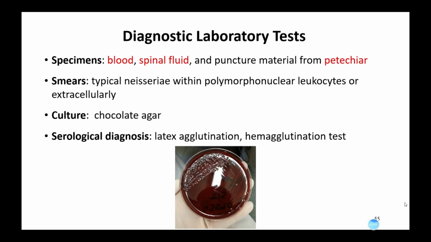Okay, laboratory test. We collect the blood, which can show bacteremia, or spinal fluid, and we make a smear and check, and you can see the typical Neisseria cells within the neutrophils. And sometimes you can also see the extracellular bacteria. And to culture the bacteria, we can use this chocolate agar. This is not a typical chocolate agar, it's like blood agar. But we use chocolate agar to culture these bacteria.